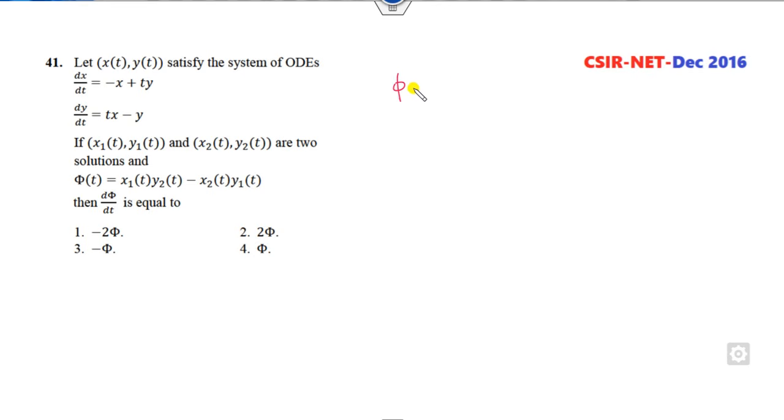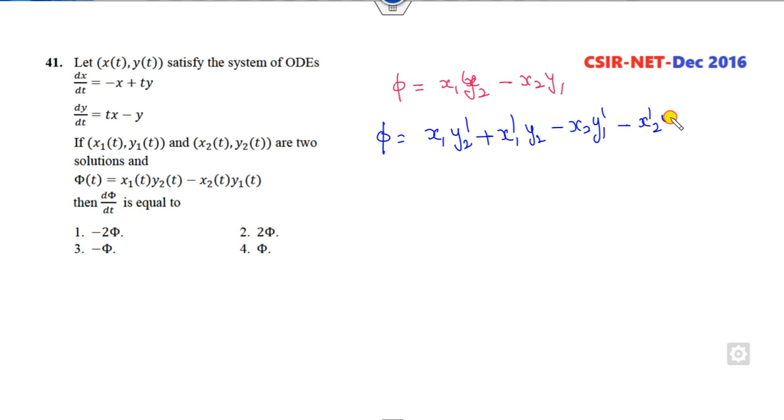Okay. So phi is given to you as x1, y2, minus x2, y1. You have to find the derivative. That's very simple, I think. x1 dash y2, x1 y2 dash, x2 dash y1, x2 y1 dash. Okay. And these are my solutions. What is the meaning of this solution? It means x1 dash is minus x1 plus t times y1. From here, these are the second solutions. So y2 dash is t times y2 minus y2. Fine.